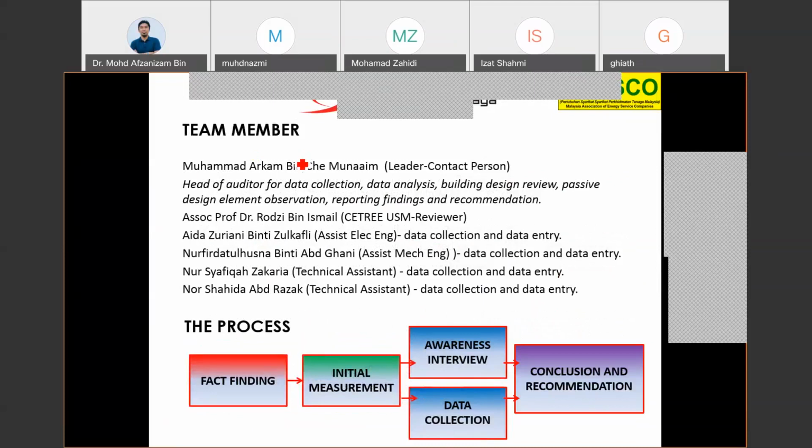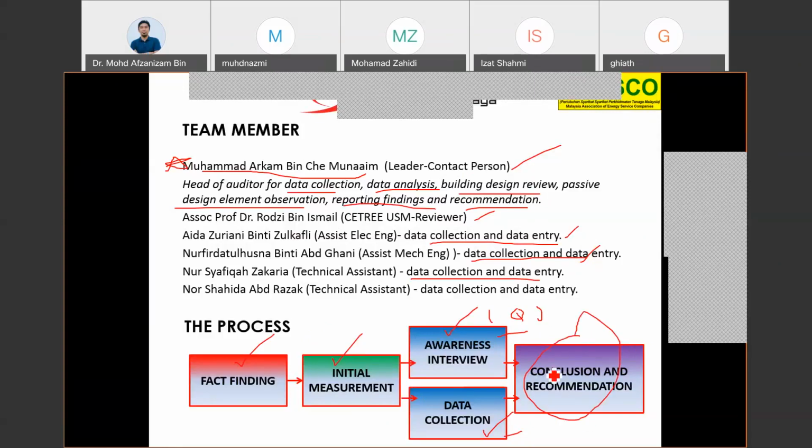You also need to declare your team members. So you are the leader, Muhammad Arkam bin Munaim. Then you can list whoever team members you want, and also the tasks: data collection, data entry, head of auditor, data analysis, building design overview, passive design, element observation, findings and recommendation. So this is the person in charge. And also a draft of the process: fact finding, initial measurement, awareness interview. This interview refers to the questionnaire, right? And also data collection from the portable devices. Based on these outcomes, it may conclude the best case of the energy audit in the University of Malaysia Police.